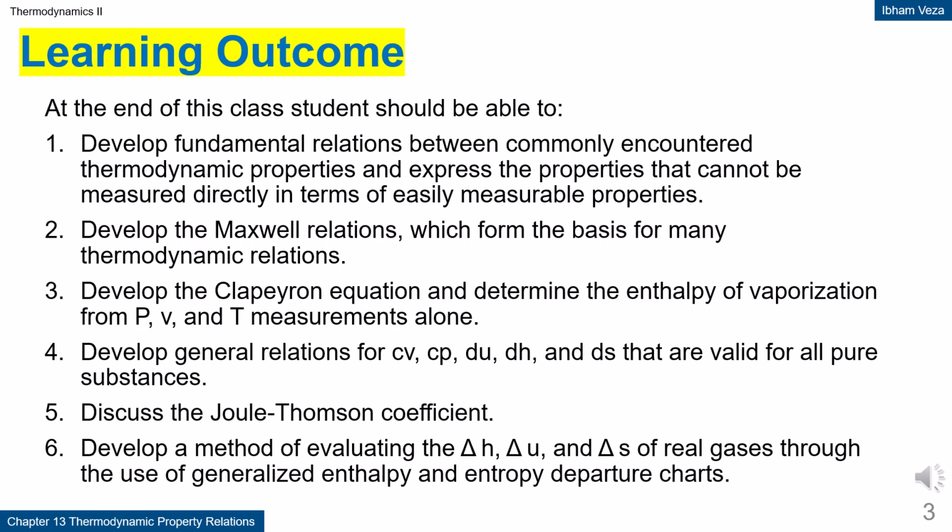Learning outcomes. The learning outcomes emphasize the ability to systematically derive relationships among properties. Students are expected to understand and apply Maxwell relations and the Clapeyron equation. In addition, general relations for CV, CP, du, dH, and ds are key topics.